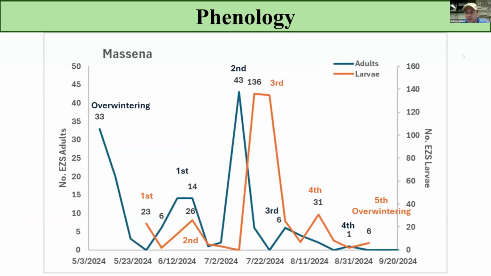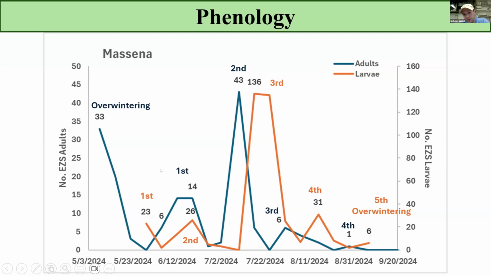This is just an example of how we've tracked the phenology using adults and larvae. This figure is a little complicated and I've struggled with showing it off in the past, but hopefully it makes a little sense. Basically, in blue, we have the first generation we see in early May, which is our overwintering generation, and right after that, we see a peak in the number of larvae.